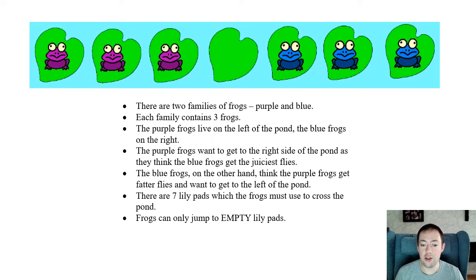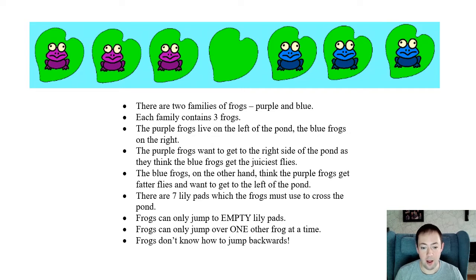Frogs can only jump to empty lily pads. Frogs can only jump over one other frog at a time. And the other thing is frogs don't know how to jump backwards. You must work out the minimum number of jumps the frogs can all use to cross the pond.